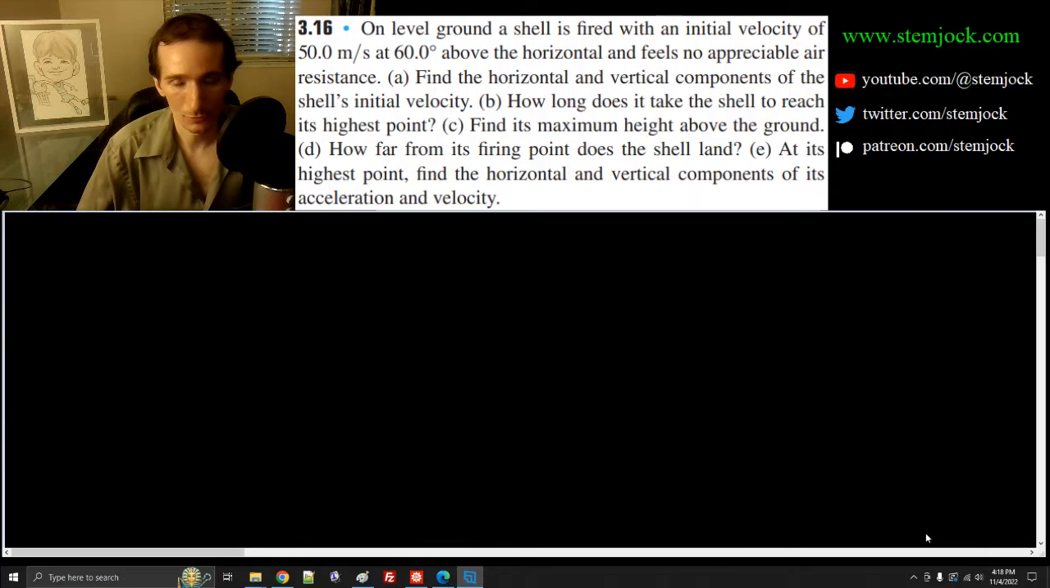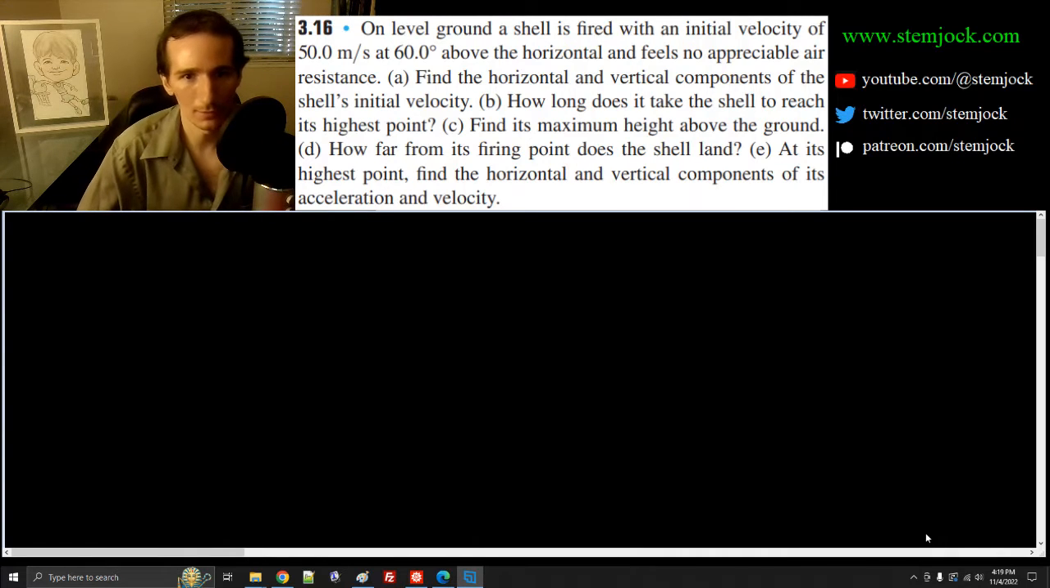On level ground, a shell is fired with an initial velocity of 50 meters per second at 60 degrees above the horizontal and feels no appreciable air resistance. A. Find the horizontal and vertical components of the shell's initial velocity. B. How long does it take the shell to reach its highest point? C. Find its maximum height above the ground. D. How far from its firing point does the shell land? E. At its highest point, find the horizontal and vertical components of its acceleration and velocity.